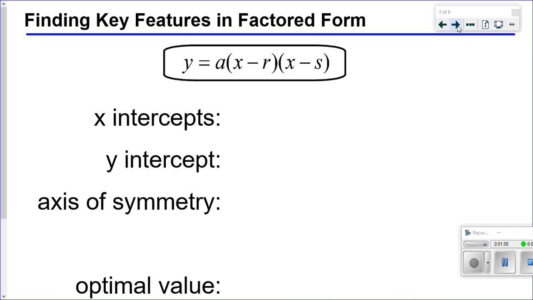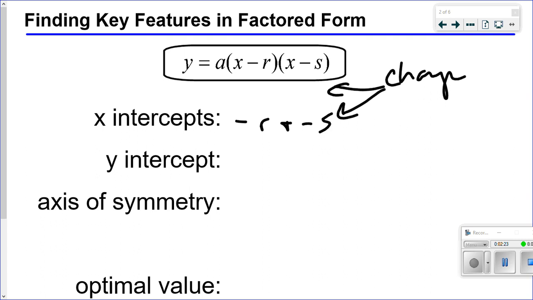So, key features. In order to find your x-intercepts, remember I just said that we are changing the sign? That's why we had the negative sign in front of the r and the s. Because if it's a 5 and I put the negative sign in there, now it's a -5. If it's a -5 and I put the negative sign in there, now it's a +5. Okay, so we are changing the signs.